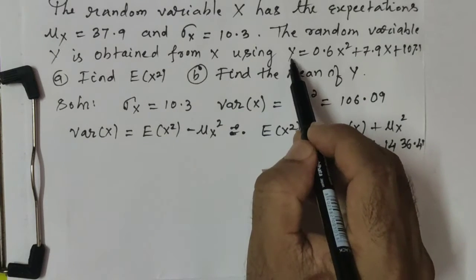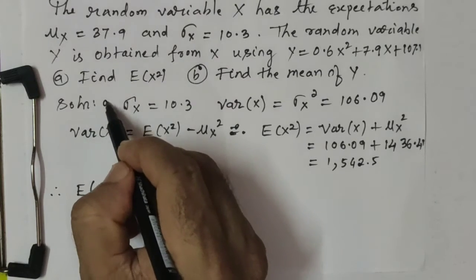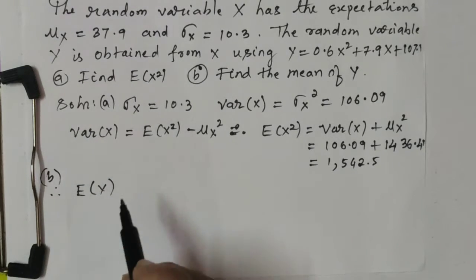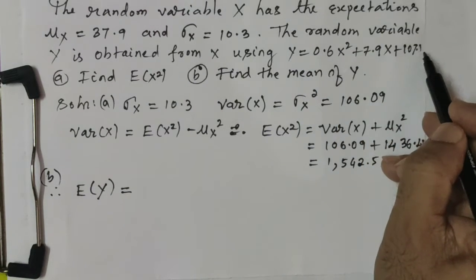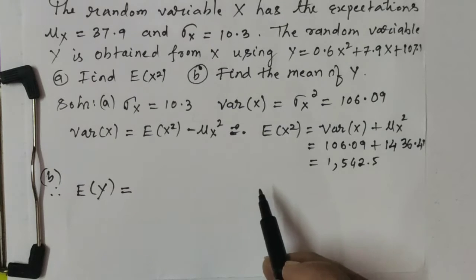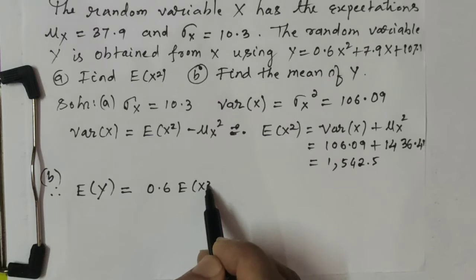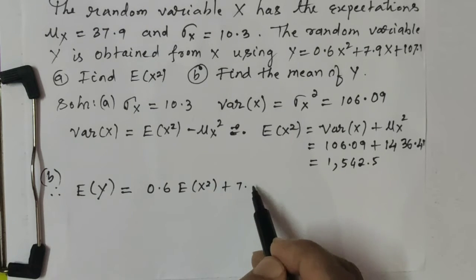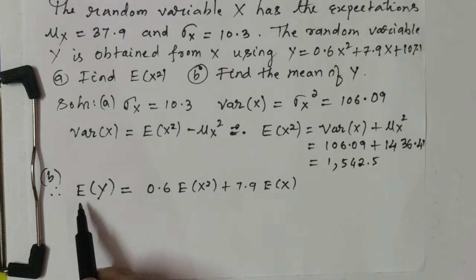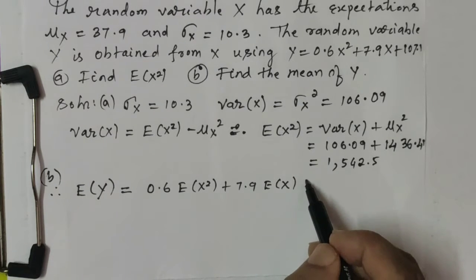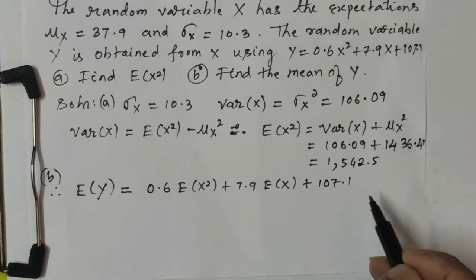So now we will find E of y. Therefore E of y is equal to, this is question number A and this is question number B. So what is E of y? E of the right hand side. And we know that expectation is linear. Therefore we can write it as 0.6 E of x square plus 7.9 E of x, because E is linear, plus expected value of a constant, that is the same 107.1.